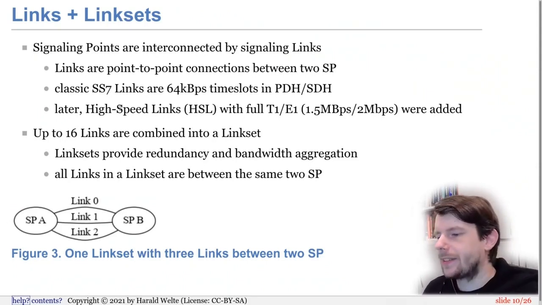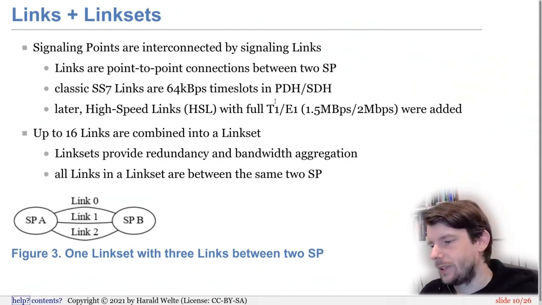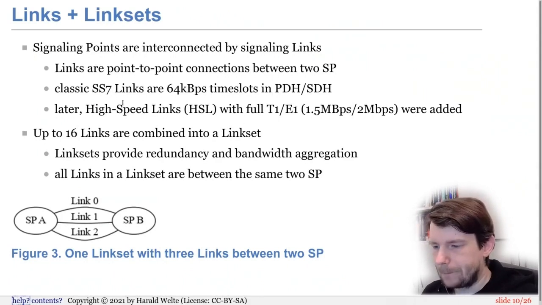Classic SS7 links are 64 kilobit time slots in PDH or SDH network, the classic TDM networks. Later also there was specification added for high-speed signaling links, HSLs, which use a full T1 or E1 that's like 1.5 or 2 megabits as a single link, but those are relatively rare. So it's 64 kilobit classic links.